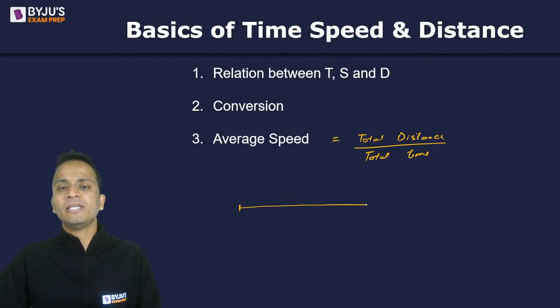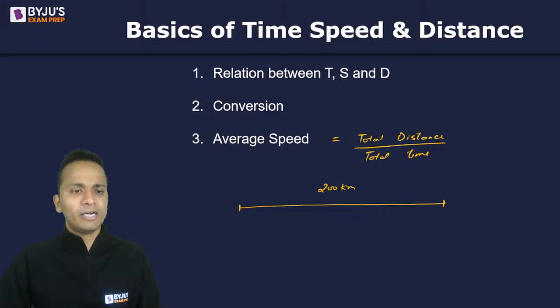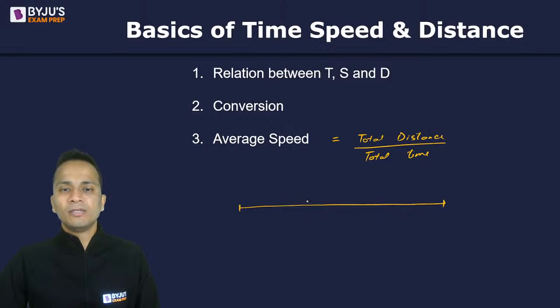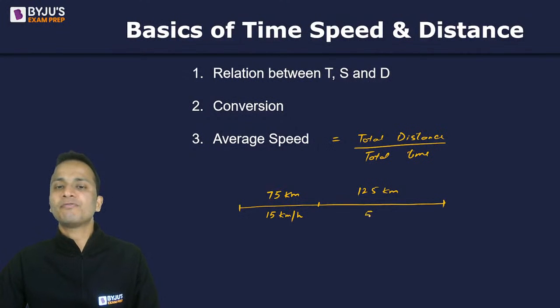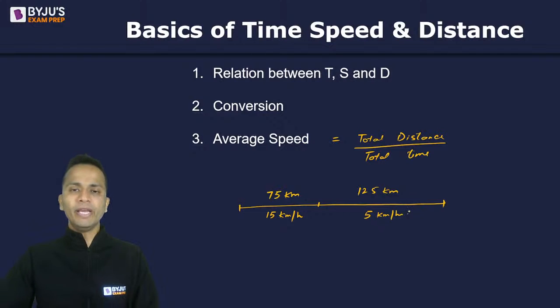So for instance, let's say a person covers this entire journey of 200 kilometers in two parts. Let's say this entire journey is divided in two parts. The first part is 75 kilometers and the second part is 125 kilometers. For the first part, let's say the speed was 15 kilometer per hour, and for the second part the speed is 5 kilometer per hour. Okay, now we have to find out the average speed of this person for the entire journey, right?